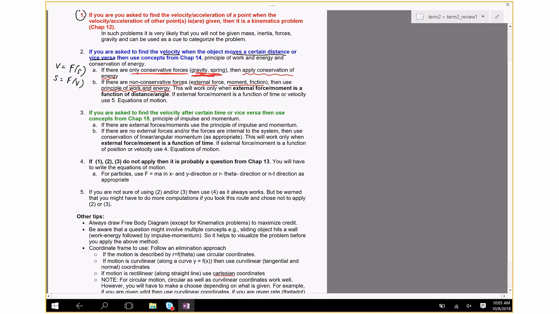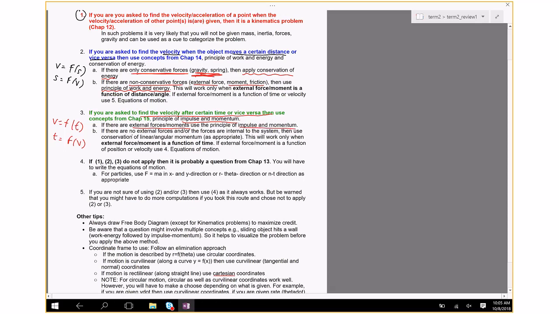The next thing is, let's say you see the problem and it's not a velocity as a function of displacement. Then ask yourself, are you asked to find a velocity as a function of time, or are you asked to find the time when you're given the velocity? In this case, it's a question from chapter 15, which is the principle of impulse momentum. If there are external forces and moments, then you apply the principle of impulse momentum.